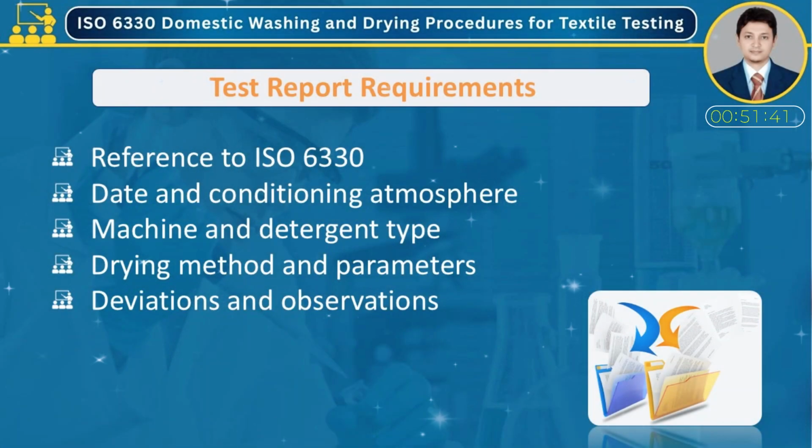Test report requirements. All test reports must clearly identify the washing and drying conditions used. Include details such as detergent composition, machine type, drying procedure, ballast, and any deviation from the method. Accurate documentation ensures traceability and result validity.